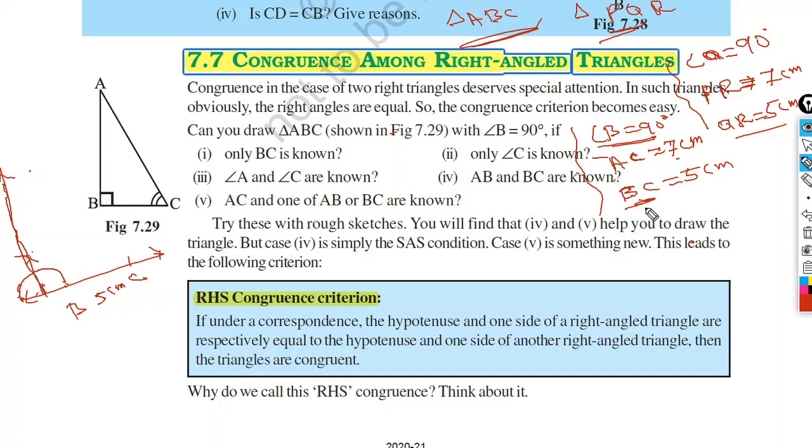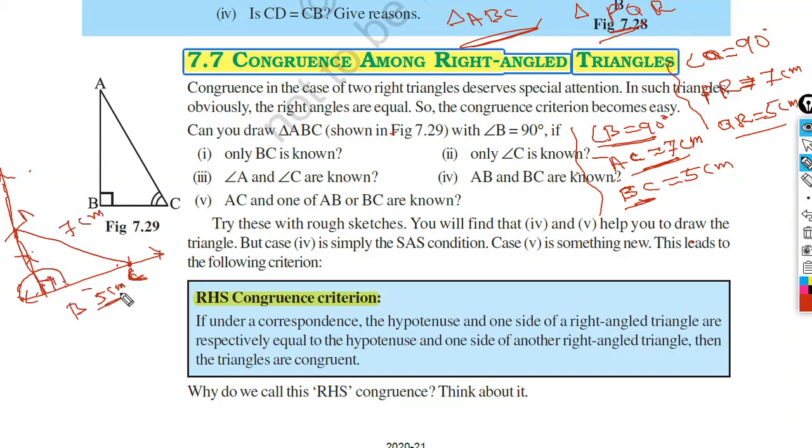Now what else do we have? We have AC equal to 7 cm. So here we have point C, take a 7 cm arc and put the sharp end at point C and cross it here, wherever there is 7 cm. So the point will be A. Now you have triangle ABC, where angle B equals 90 degrees, AC equals 7 cm and BC equals 5 cm.